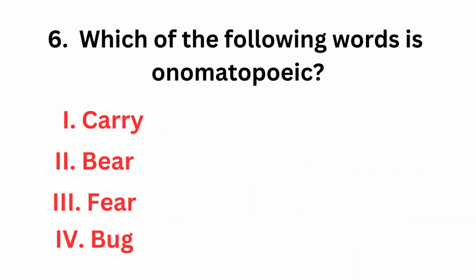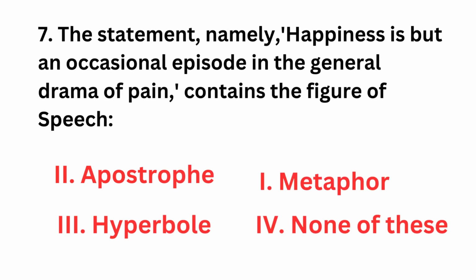Next is, which of the following words is onomatopoeic? In the onomatopoeic figure of speech we use sound words, for example, bug, buzz. So here the correct answer is buzz. Next one, the statement, namely, happiness is but an occasional episode in the general drama of pain, contains the figure of speech: apostrophe, metaphor, hyperbole, or none of these. The figure of speech used is metaphor, and these lines are given by Thomas Hardy.